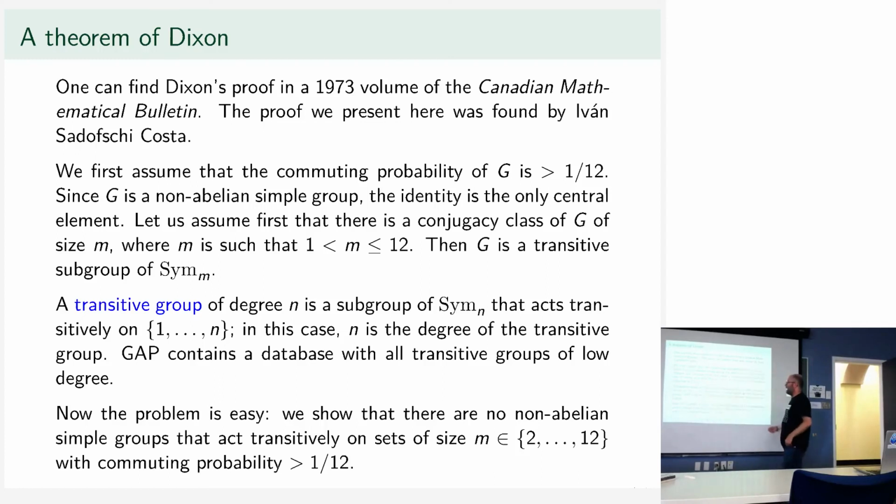GAP contains a database of all transitive groups, so I can just search this library for groups playing this role. Now that I understand this in these terms, the problem is not very hard, because what I'm going to do is show that there are no non-abelian simple groups acting transitively on sets of size n, where n goes from 2 to 12, with this commuting probability. So the thing that I'm waiting to find here will not appear.